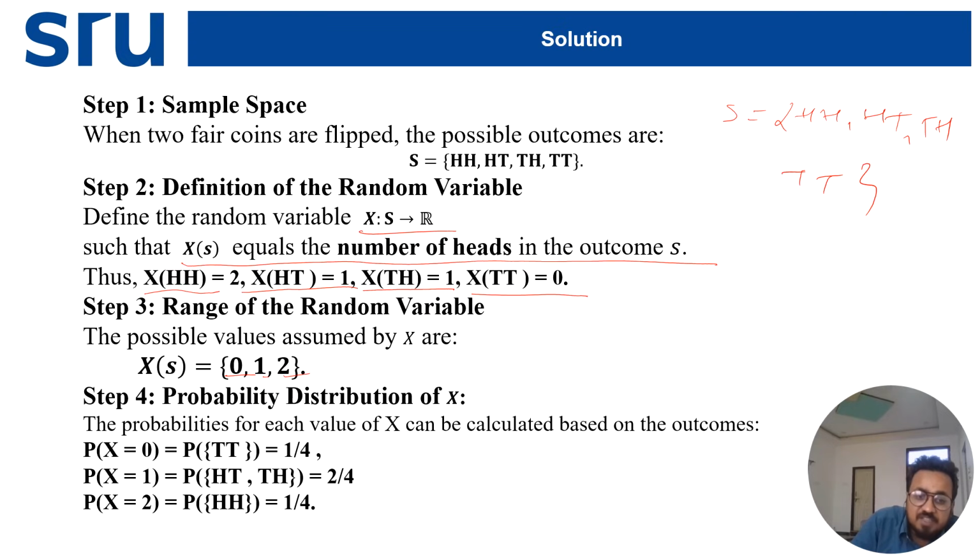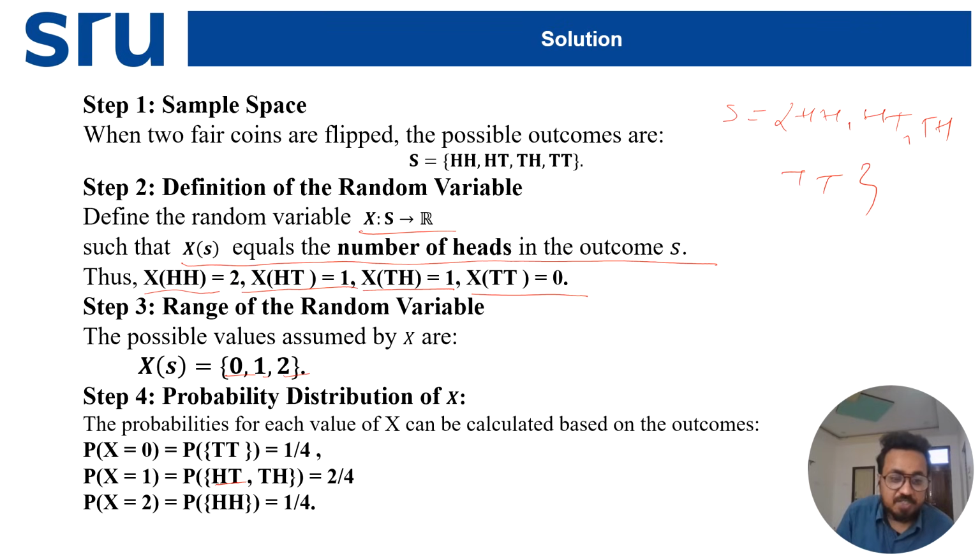Probability of getting X is equal to 1 means probability of getting exactly one head. The outcomes are head tail and tail head. So this is equal to 2. That's why the probability corresponding to X is equal to 1 is 2 by 4.